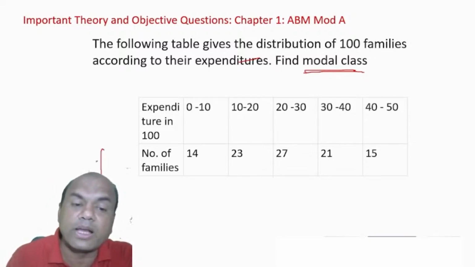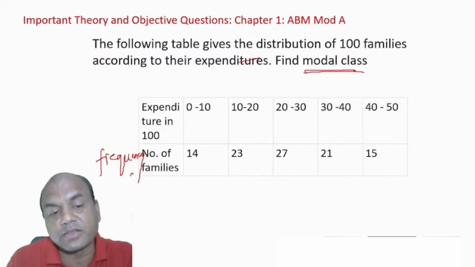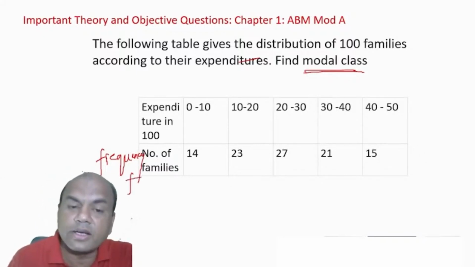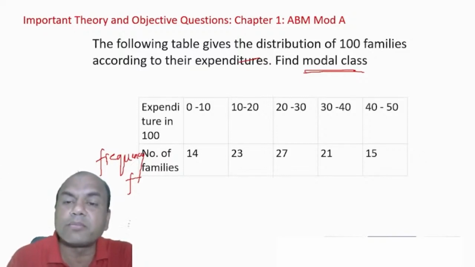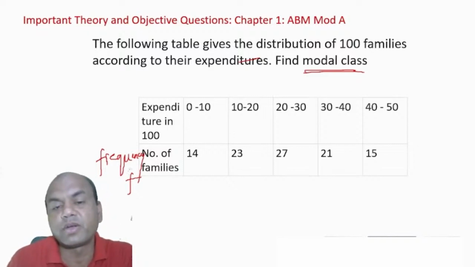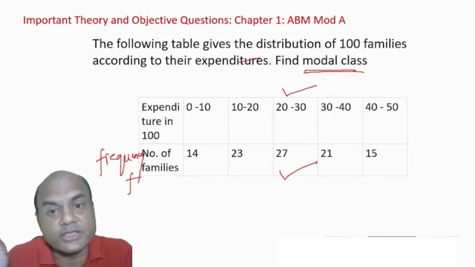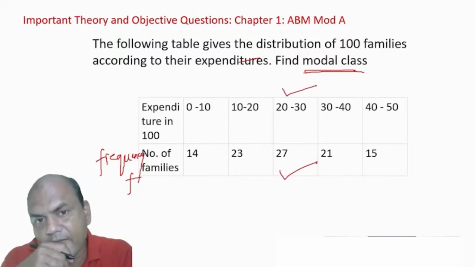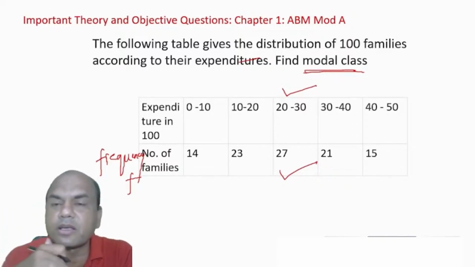Always you must be able to identify the frequency first. If you understand F, then it becomes easier. This is called F, frequency. So always it depends on frequency, whether it is the mode or the median or whatever it is. Mainly mode. So mode means what? Which is occurring the maximum number of times. So who is occurring the maximum number of times? 27. So which is the modal class? This is my modal class, right? Got it? Simple. For the modal class, remember, it's always the one occurring the maximum number of times.